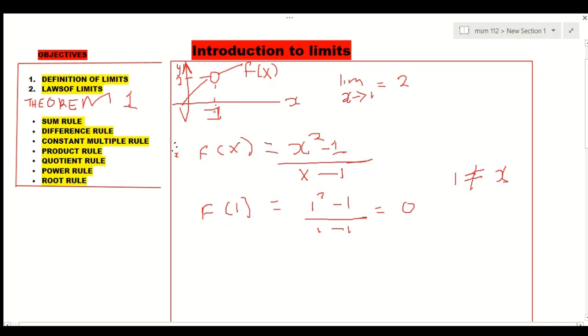But let us do this. Instead of putting 1 there, the other values, the ones which are closer to 1, are included. Let's take the limits from the right hand side and the left hand side. On the left hand side, we select the numbers which are closer to 1. We put them here.